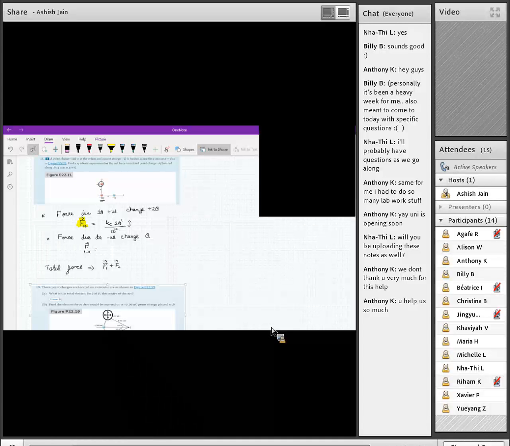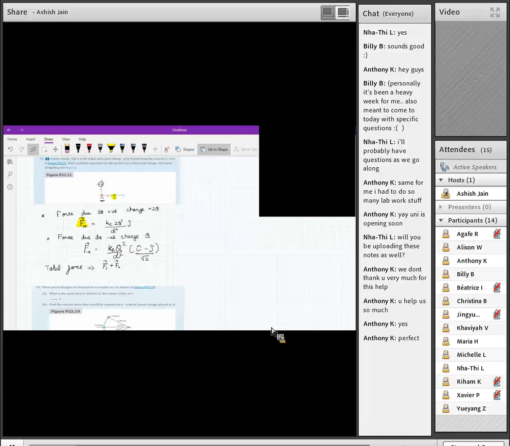And for force due to negative charge, this one is given as, I'm going to write it. If you guys have a problem, you can ask me. Okay. Somebody has a problem with that? If you all agree, then I'll move on. Just type yes.